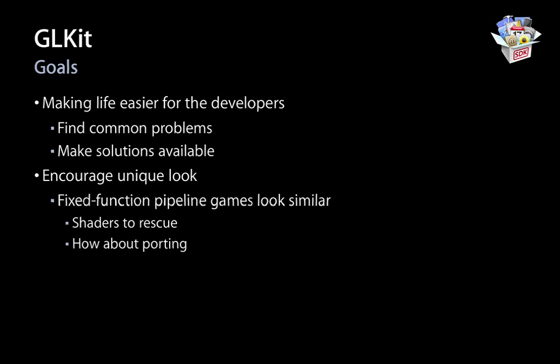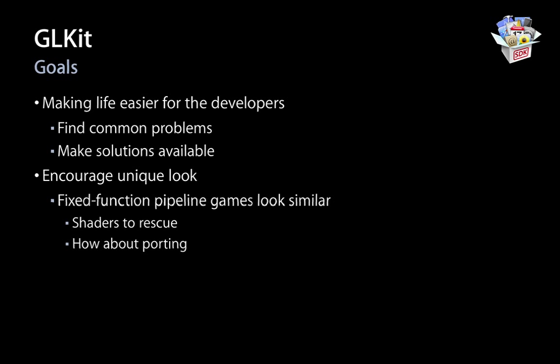The first one is basically making life easier for you, the developers. The best way to do it is to find problems that are common to every one of you, and then provide solutions for those. The second goal we had was to encourage a unique look for each graphics application. The ES 1.1 fixed function pipeline is very powerful, but it's limited in how it can do rendering. It does built-in vertex shading, for example, and textures and such. You can differentiate through textures, but it limits what you can do.